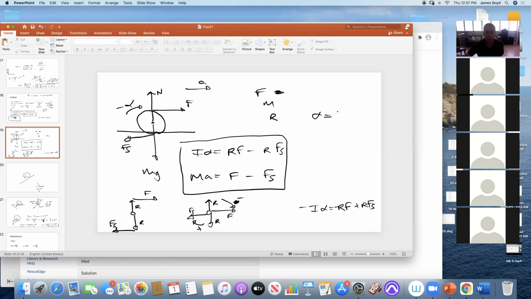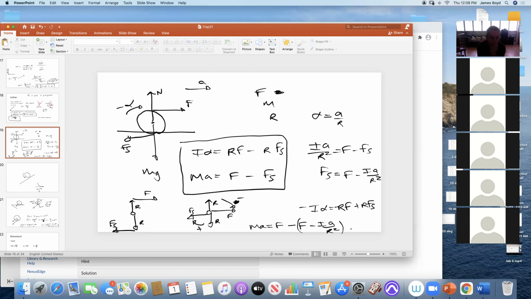And I want to know what is A, first of all. Remembering that alpha is A over R, I can solve this by dividing through by R and changing that to A over R. So this is I A over R squared is equal to I divided by R. So Fs is equal to F minus I A over R squared. And then I'm trying to solve for A. So MA is equal to F minus I A over R squared.